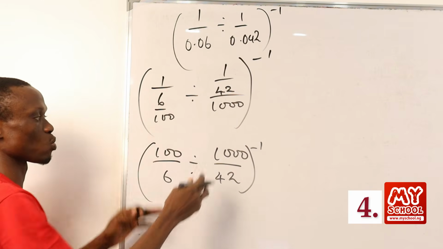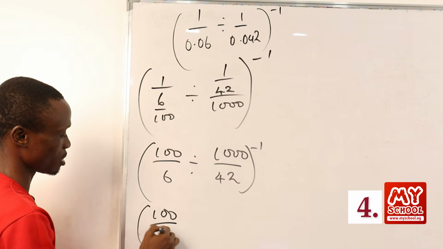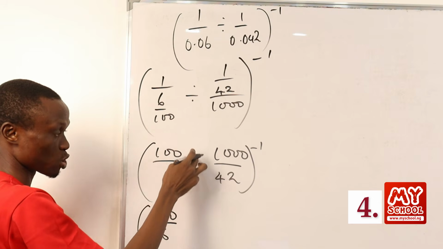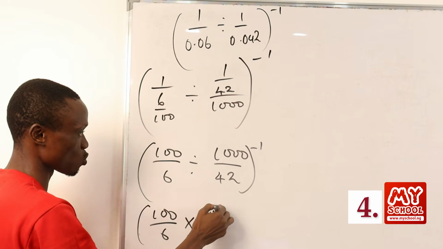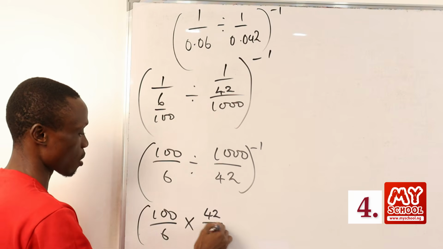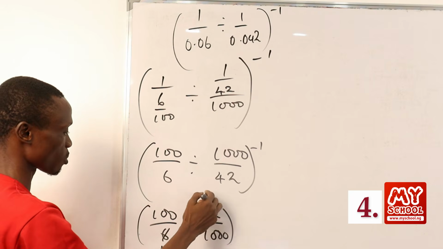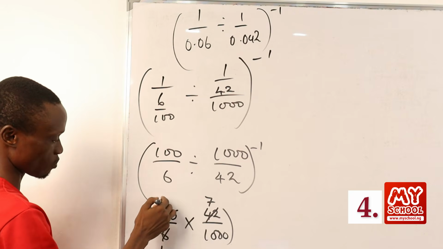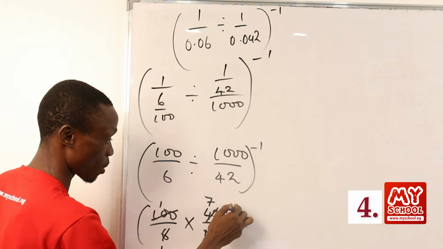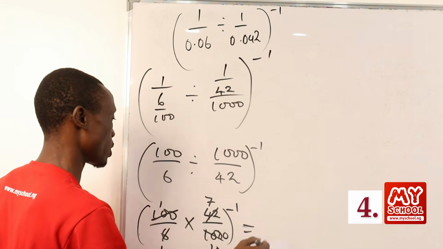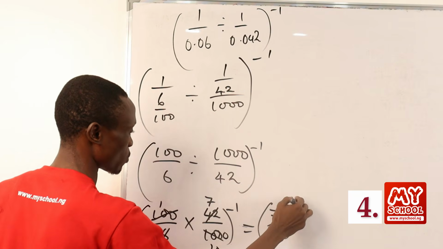Then the next thing is we want to deal with what's inside the fraction first. So we write our 100 over 6, then we change this division sign to times, then we flip the last fraction. So you'll be having 42 all over 1000, right? So yes, 6 here is going to give us 1. So 6 here will give us 7. 1000 here is going to give us 1, and 1000 here is going to give us 10. So we actually have, okay, this is also raised to power 1, right? So we now have 7 all over 10 raised to power minus 1.